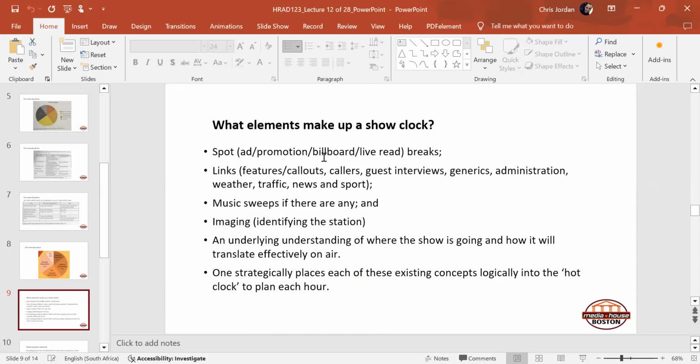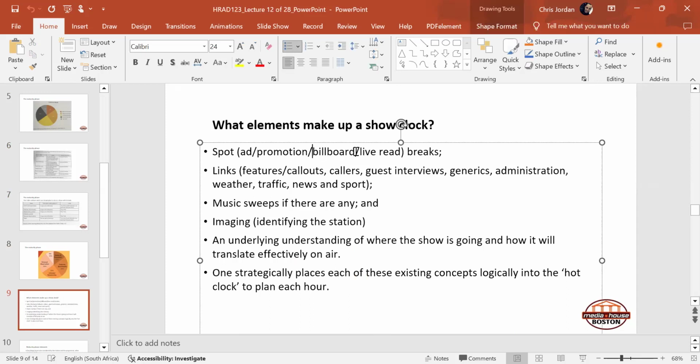What's a billboard? A billboard is something that we play out just before, let's say, a traffic, sports, or news bulletin. So it's something like: this news bulletin is brought to you by Outsurance. Short and sweet, 10 to 15 seconds, whatever it is. It's a billboard before an actual element. And then we'll do a live read or a full advert, like a 30-second advert, just after that particular element is completed, finished.